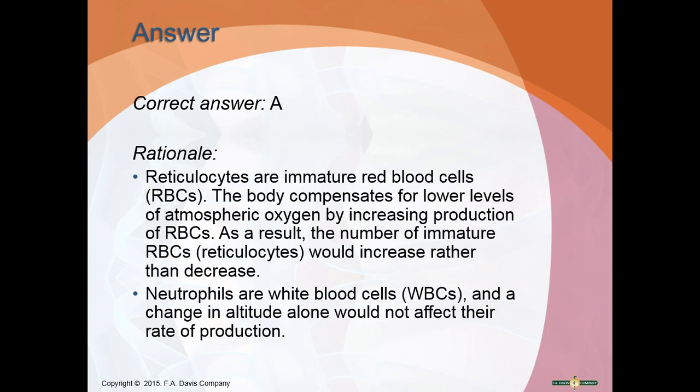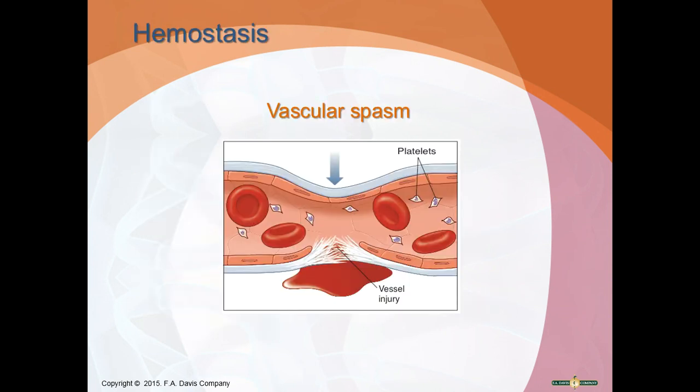The body compensates for lower levels of atmospheric oxygen by increasing production of red blood cells. So your body registers that oxygen is lower, so more red blood cells are created. So the result of immature red blood cells would increase rather than decrease. But neutrophils are white blood cells, WBCs, and a change in altitude alone would not affect their rate of production. So keep that in mind so that that'll help you to understand the differences there.